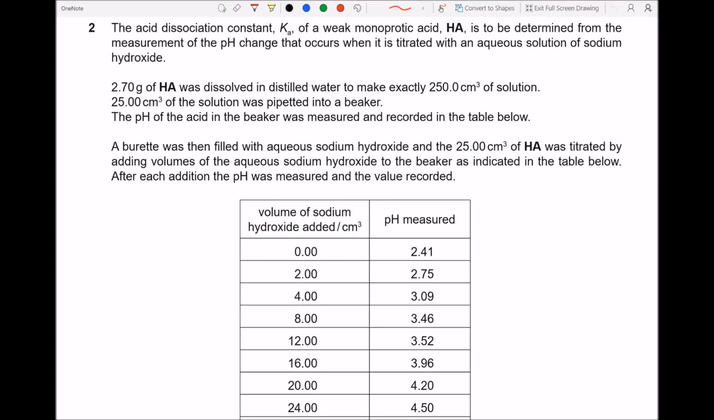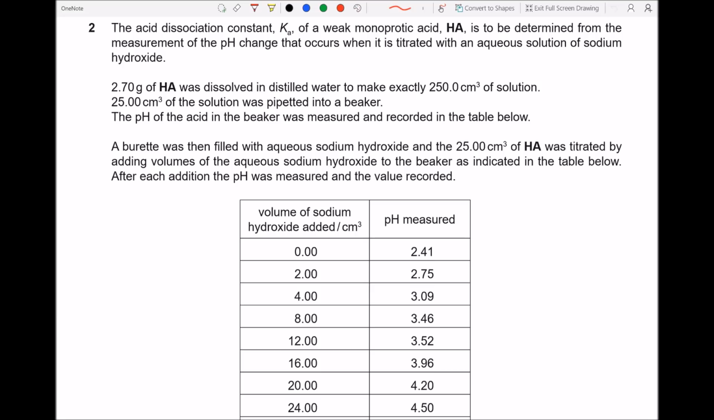Okay, so this is question 2. Question 2 says the acid dissociation constant Ka of a weak monoprotic acid HA is to be determined from the measurement of the pH change that occurs when it is titrated with an aqueous solution of sodium hydroxide. 2.70 grams of HA was dissolved in distilled water to make exactly 250 centimeters cubed of solution. 25 centimeters cubed of the solution was pipetted into a beaker. This is such a classic question.